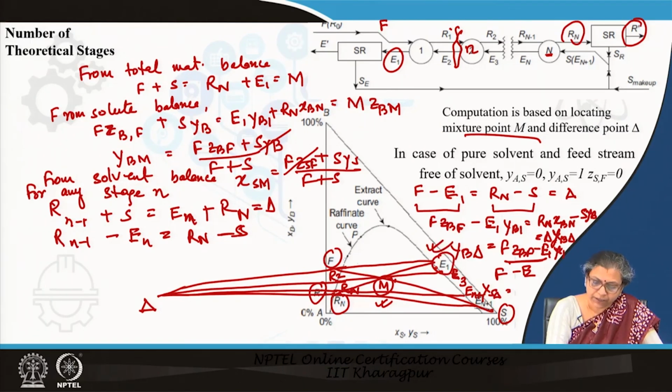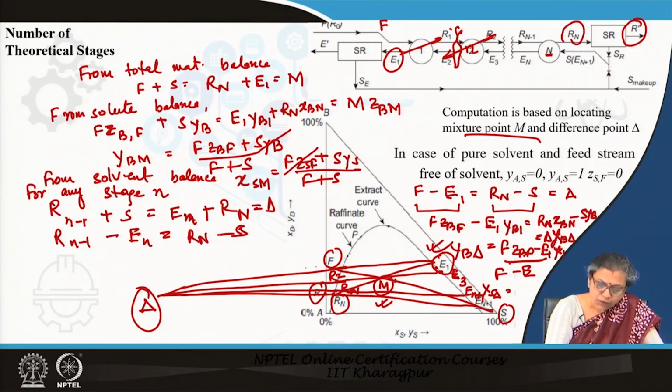Moment you know the E1 point, what do you do? E1 F you extend it backward and you extend S Rn point backward, you get the point delta. Once this point delta is done, then what you do? From E1 you can draw a tie line. When you draw a tie line from E1, what do you get? You get R1, because you know that R1 and E1, these two are in equilibrium. For every particular stage we know that the exiting streams are in equilibrium.